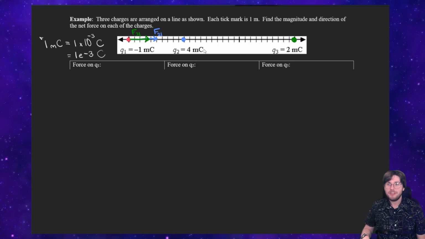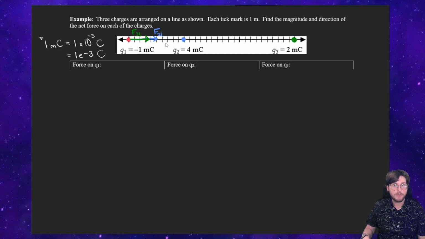So with that in mind, let's take a look at Q2 now. Q2 is first going to have a force acting on it due to Q1. So over here, I'm going to draw a red force. And again, Q1 and Q2 both have opposite sign. So Q1 is going to exert a force on Q2 that is attractive. So it's going to pull Q2 towards itself. So this force from 1 on 2 is going to be denoted as F12.